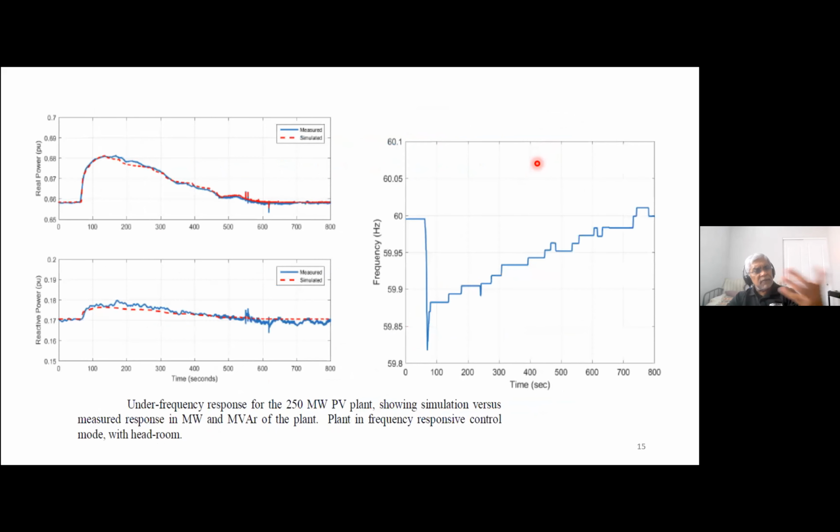So this kind of testing has been done quite a bit these days, wherever available. And this is another, an under frequency response of a 250 megawatt plant, showing the simulation versus the measured response in megawatt and megavar. And then again, you see both the active and reactive power actually. So this is under frequency. So you notice the active power increases, and then it meets the sudden increase in required, and then actually settles down to the value after the frequency settles down.